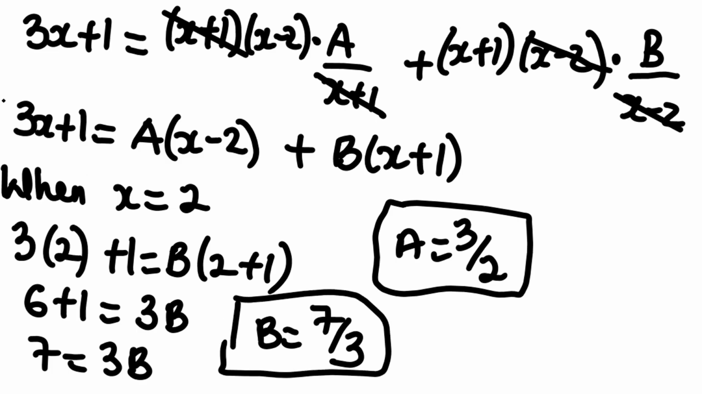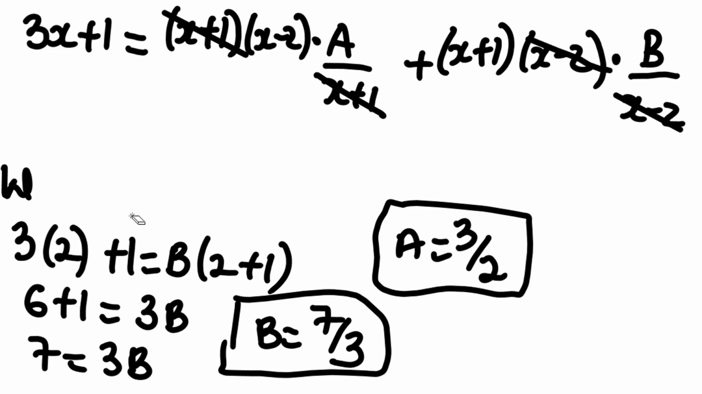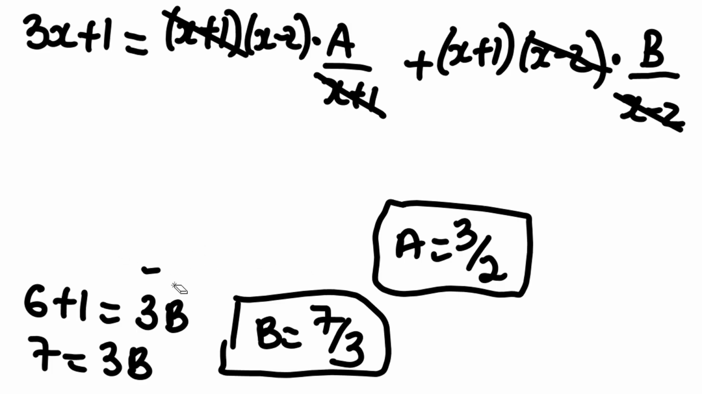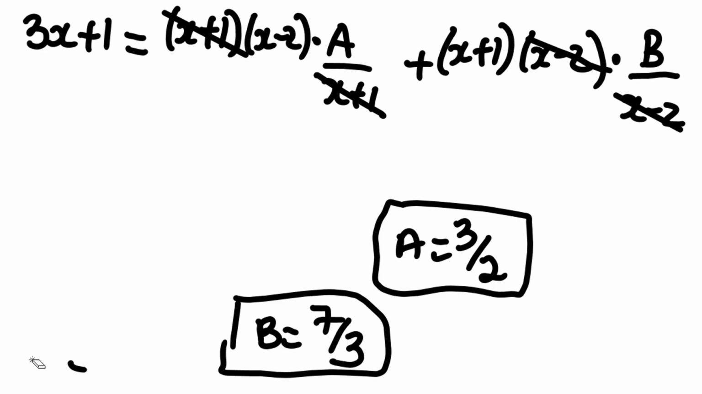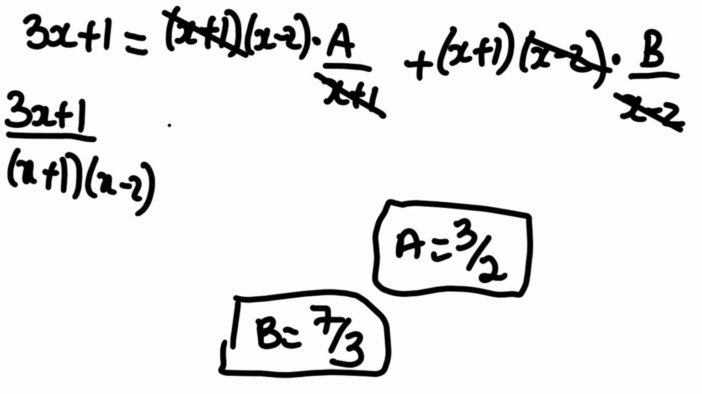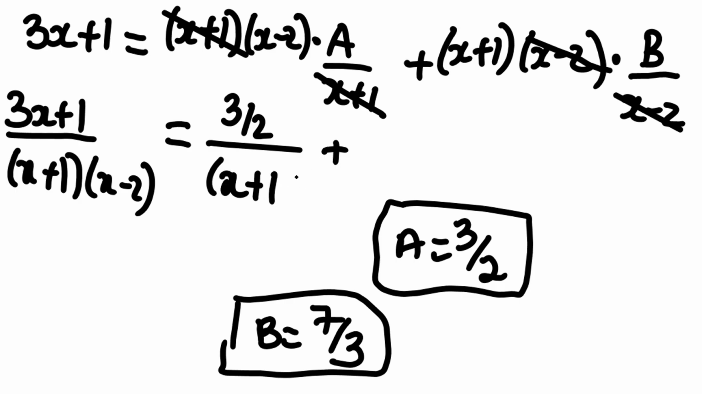So we are going to rewrite the entire expression again. If you write the entire expression again, you can see that where you have a, you put the values of a over there. So our final answer, 3x plus 1 all over x plus 1 multiplying x minus 2, is equal to a. A is what? 3 over 2, right? 3 over 2 multiplied by the factor x plus 1, plus b. The value of b is 7 over 3 divided by the factor x minus 2. So this is the final answer.